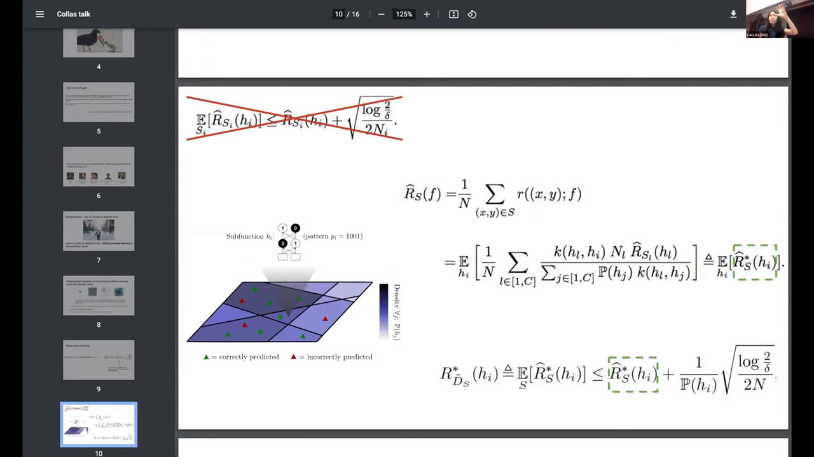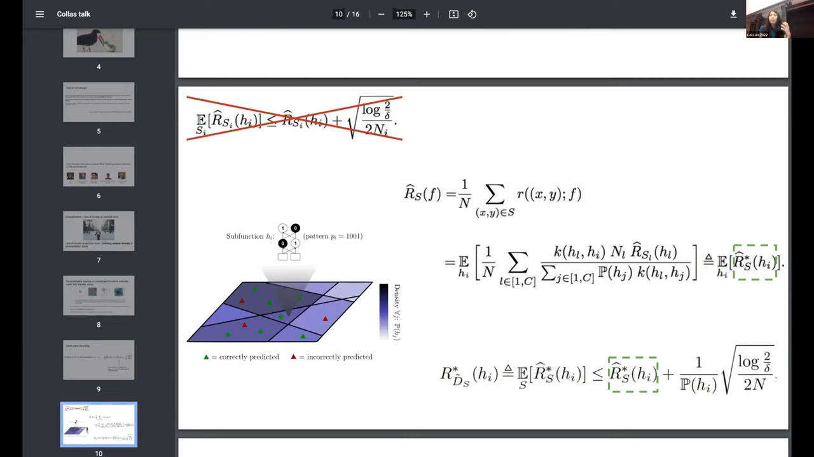Given some smoothing function, which we call K, we basically do a weighted average of the samples in the locality of a particular subfunction's activation region, so that no region is without some training sample mass, basically. And after the smoothing, we get a new kind of empirical error, which we call the smoothed empirical error, denoted by R hat asterisk S in the green box.